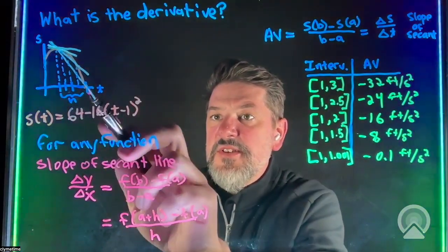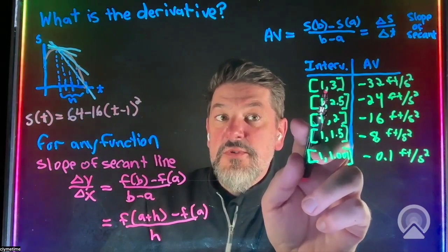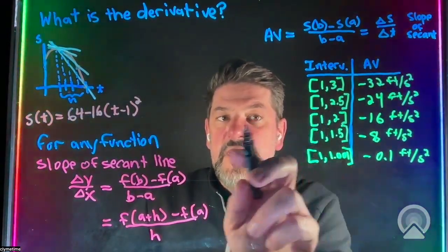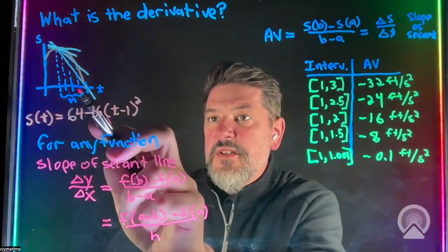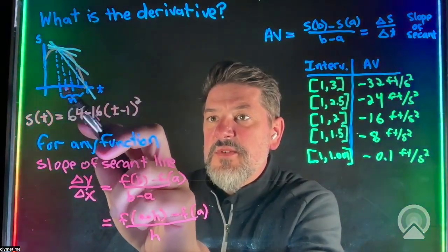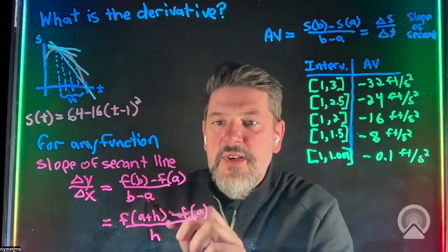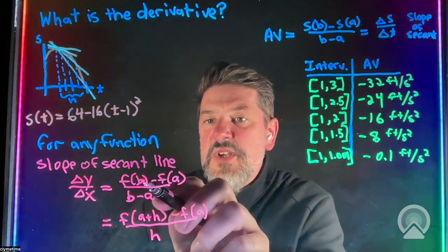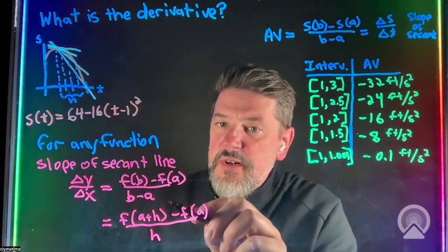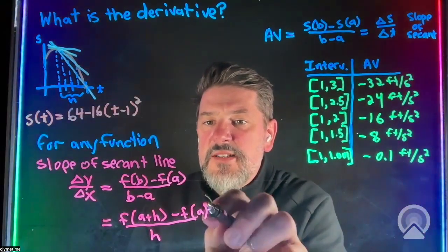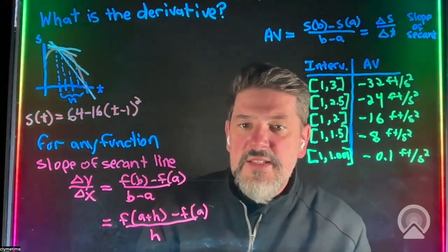And so the first time h was 2. The next time h was 1.5, and that would be from here to here. The next time h was 1, then it was 0.5, then h was 0. Actually, we never did h is 0. h is 0.001. So we can take b to be a plus a little bit more, however much more we want, minus the original f of a, so that's your rise, and then your run is h. So that's another way to write it.